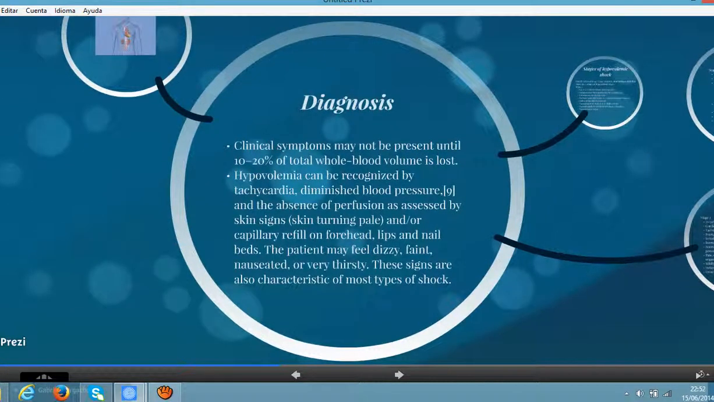In the diagnosis, we can include that clinical symptoms may not be present until 10 or 20% of total whole blood volume is lost. Hypovolemia can be recognized by tachycardia, diminished blood pressure, and the absence of perfusion as assessed by skin signs, skin turning pale, and capillary refill on the forehead, lips and nail beds. The patient may feel dizzy, faint, nauseated, or very thirsty. These things are also characteristic of most types of shock.